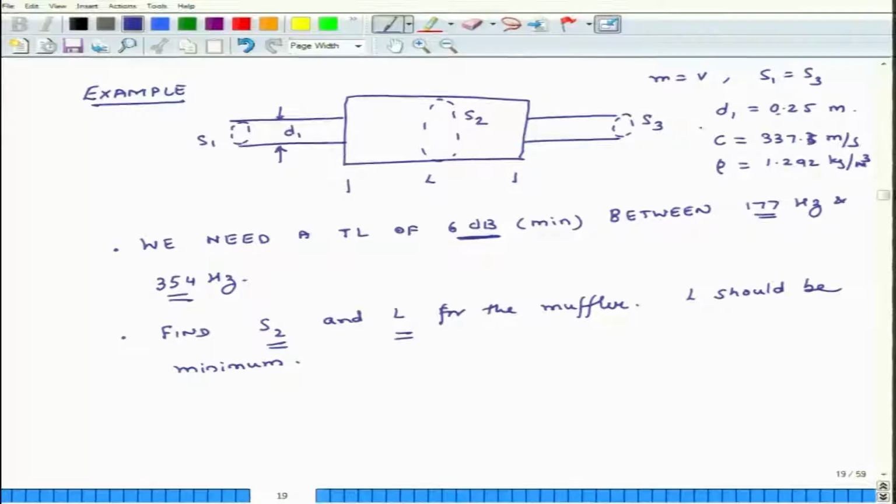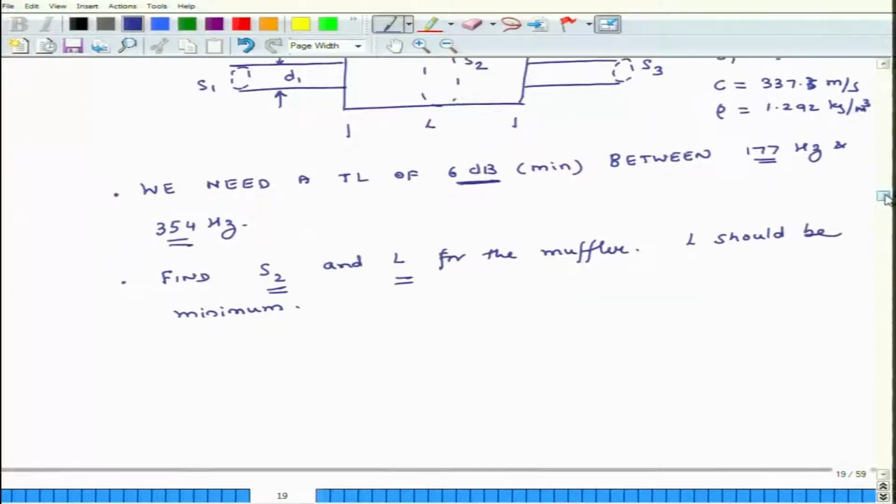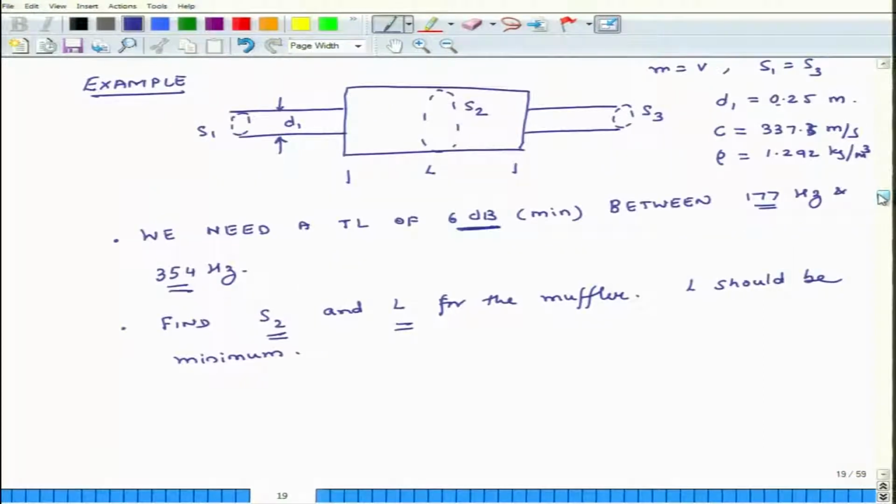So, how do we go around doing that? And of course, we are given the diameter of inlet port, and we are also told that inlet and exit ports have the same cross sectional area. So, how do we do this problem? Now, to do this we have to get some physical understanding of how this muffler is working.